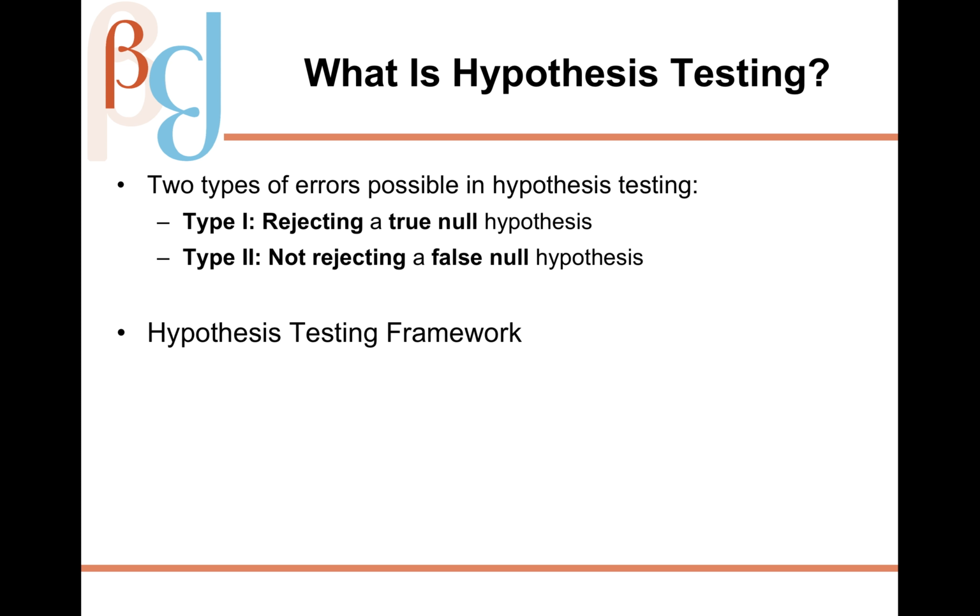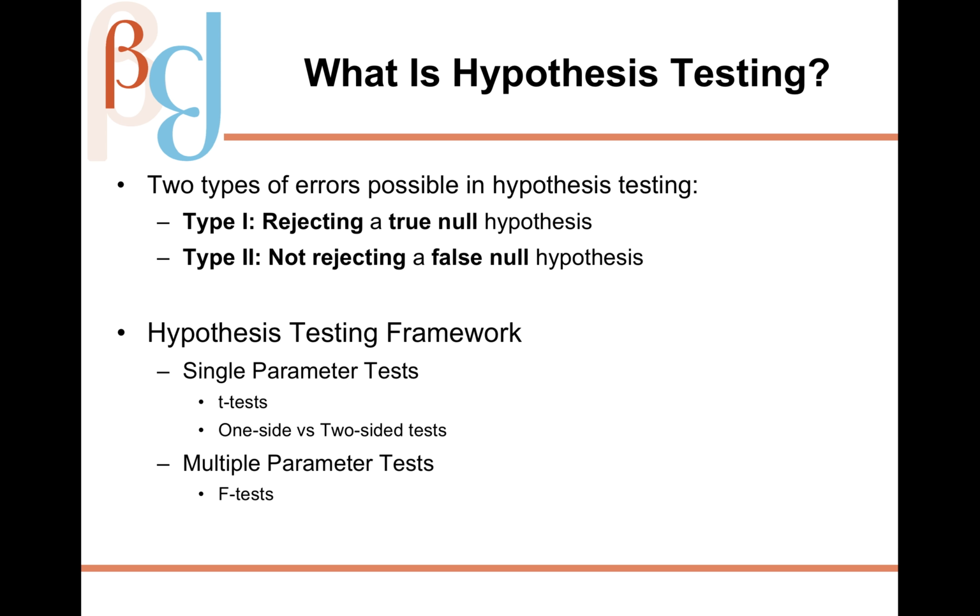Then I'm going to show you the hypothesis testing framework: the setting up of the null and alternative hypothesis, the setting up of our test statistic, the setting up of our critical values, and our critical rejection regions. We're going to be looking at single parameter tests, whether a specific coefficient is larger than, less than, or equal to something, and we're also going to be looking at one-sided versus two-sided tests. The workhorse for this kind of test is the so-called t-test.